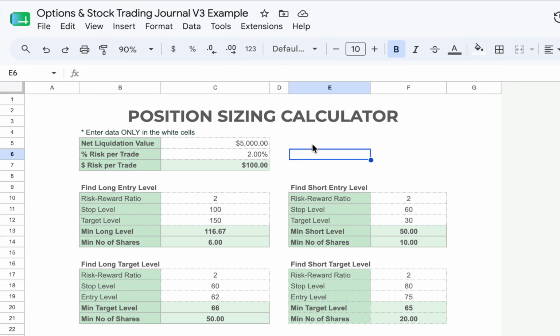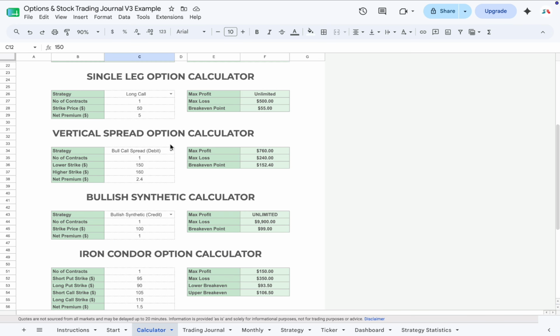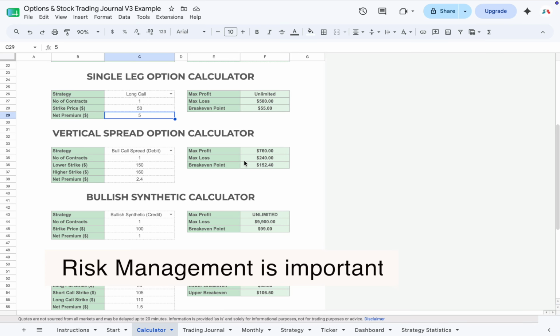Before entering a trade, you can use the built-in calculators to evaluate risk and reward. For stocks, simply enter your account values, risk percentage, entry price, stop loss, and target price to calculate your position size and risk-reward ratio. For options, select the strategy you are using and enter details such as the number of contracts, strike price, and net premium. The calculator will automatically estimate your maximum profit, maximum loss, and break-even point. Knowing these numbers before entering a trade helps you manage risk and trade with confidence.